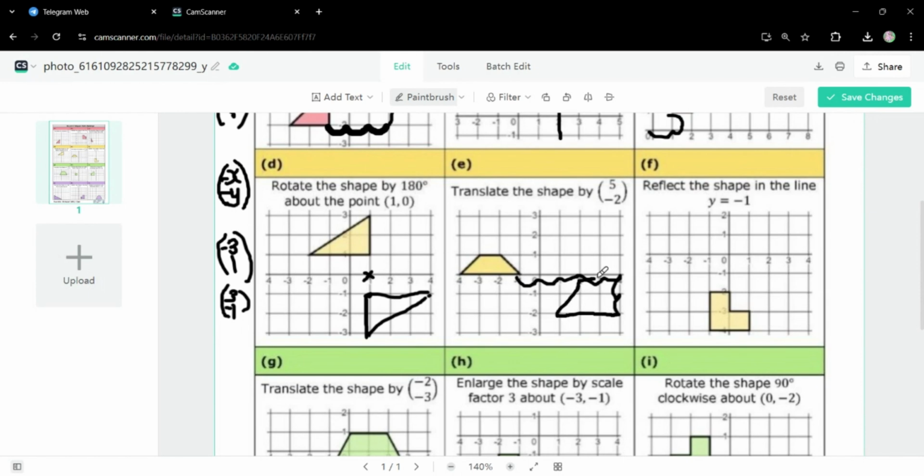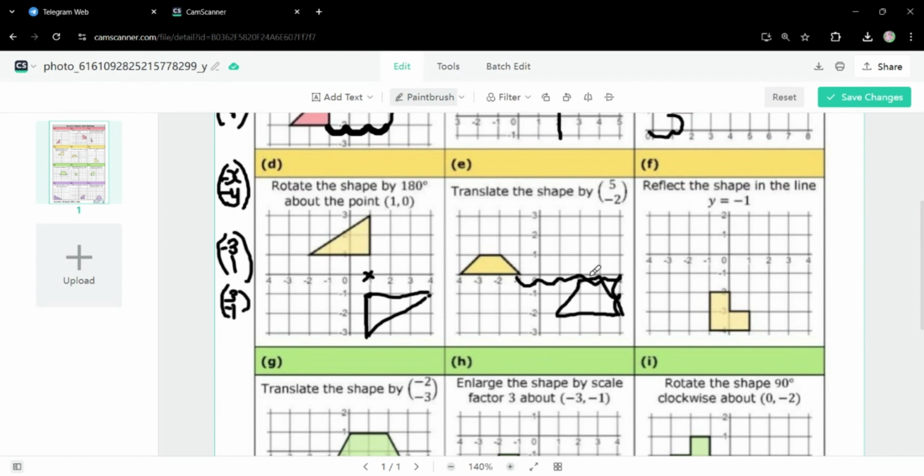Okay, so for translation, the image's size, shape, and direction won't change. It will always be like that, except the different thing is its placement. Okay, so we're done with translation.